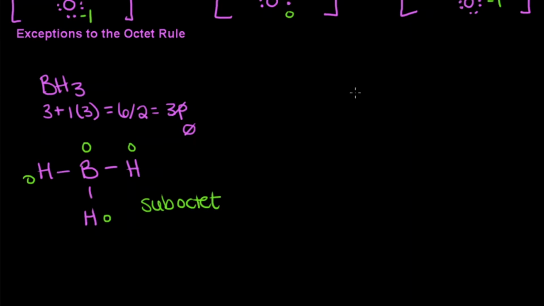Let's do one more example. Let's do SF6. Sulfur, 6 valence electrons. Fluorine has 7 times 6. Oh, these are big numbers. 7 times 6 is 42, I hope. Plus 6 is 48. Divide by 2. Talking about 24 pairs of electrons. That's a lot of electrons.